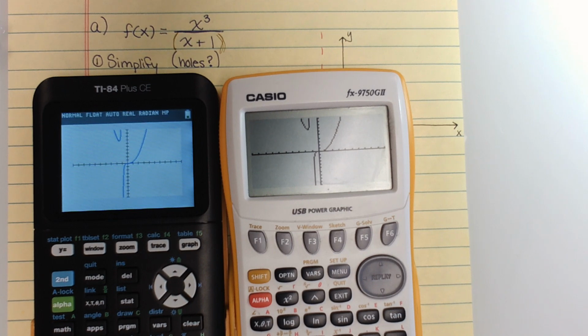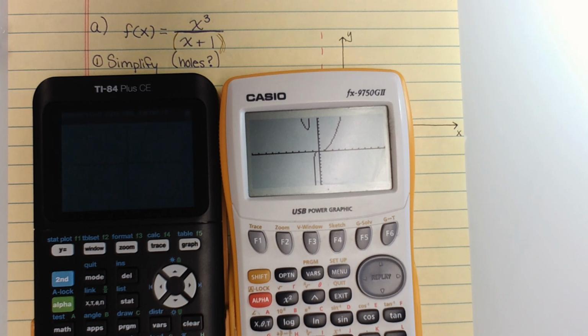Right here on the Casio, which by the way, when you are looking at the graph on the Casio, your F1 through F6 buttons will do this without having to click second first. They'll just do whatever's there. So F1 will be trace on the Casio.